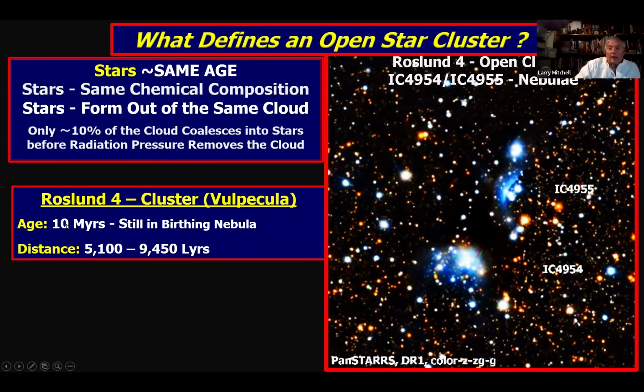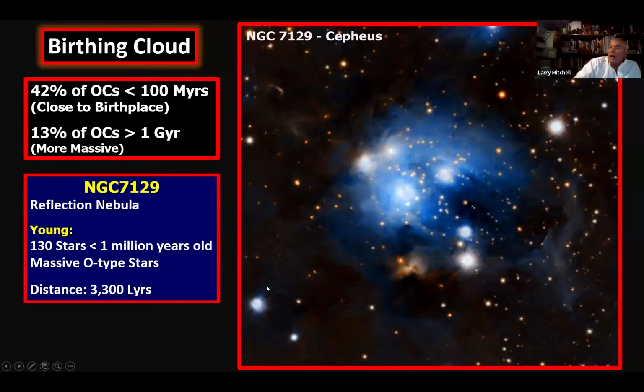This is Rosalind 4, and the star cluster is only 10 million years of age, which is a baby. The next cluster is in Cepheus, NGC 7129, and here again, the birthing cloud. These are massive, massive stars. These are O-type stars, which are the brightest, most massive stars that there are, and they shine in a bright blue light, and that blue light is causing this blue reflection nebula. The nebula is emitting the reflected light from these stars.